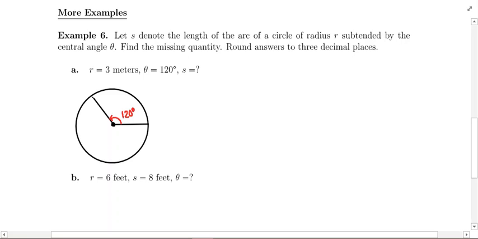And what else do we know about the circle? We know that the radius is 3 meters. So I'm going to go ahead and notate that. Remember, the radius is the distance from the center of the circle to any point on the circle. So this distance is a radius of 3 meters. That's also equal to this length right here. Those are both r. So we are trying to find the arc length S.